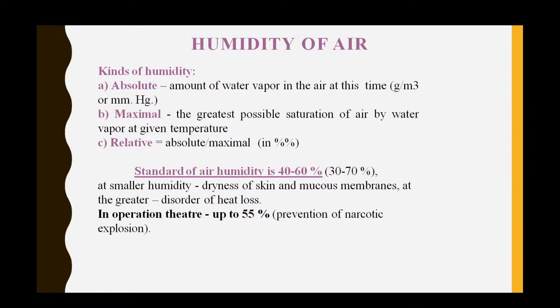Absolute humidity is the amount of water vapor in the air at this time and is measured in grams per meter cube or millimeters of mercury. Maximal humidity is the greatest possible saturation of air by water vapor at a given temperature. And relative humidity is the ratio between absolute and maximal humidity in percentage. This ratio we should multiply by 100%.